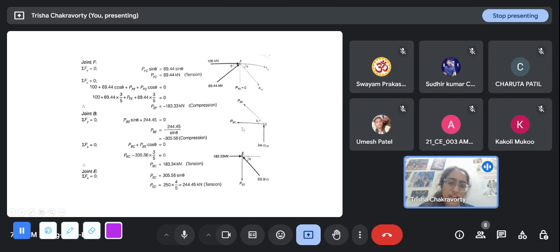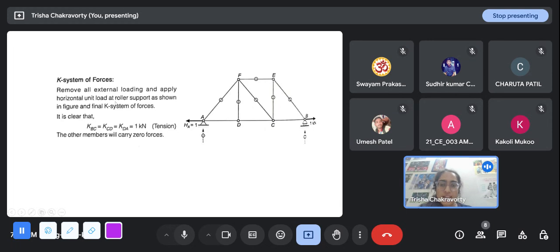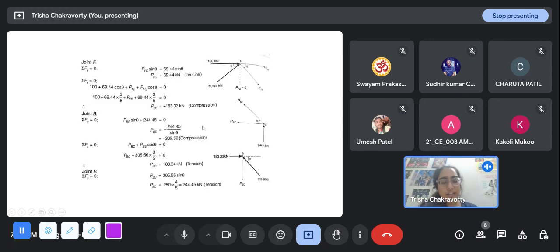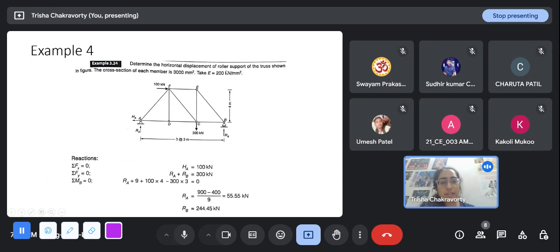At joint B, the other support, we have two unknowns and there is one reaction. It was a roller support, so we have one reaction here. From that we get these two, and finally at joint E we have one force left, this PEC, and from that we get that. And that is the system of forces. Now we have been asked to find the horizontal displacement of the roller support. So this is my roller support.